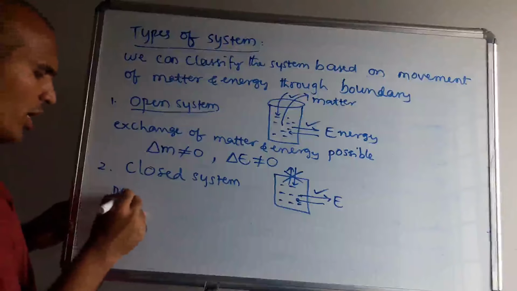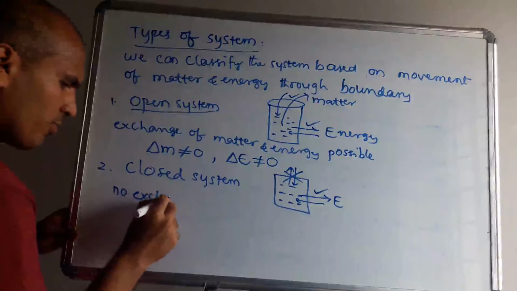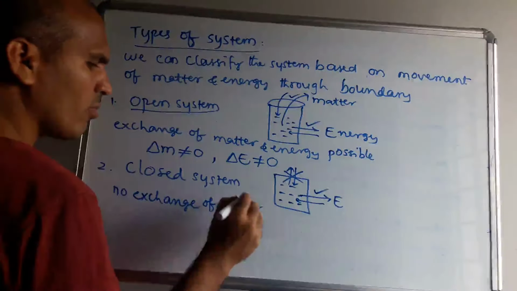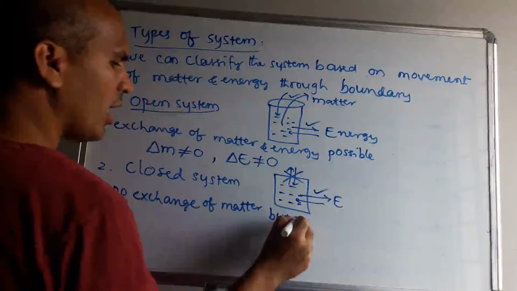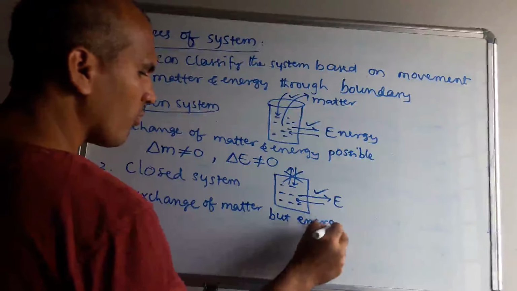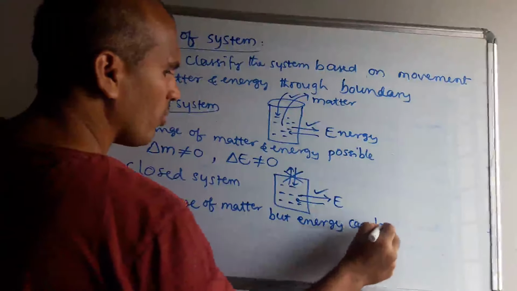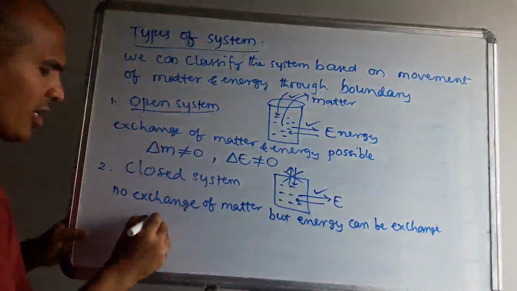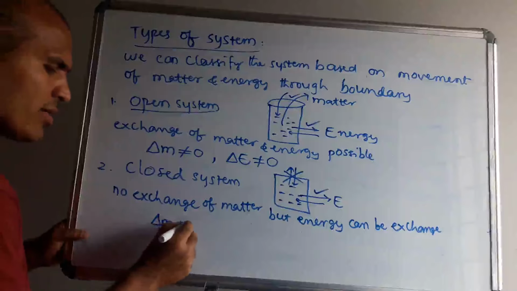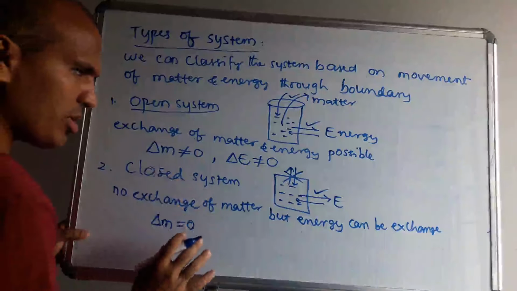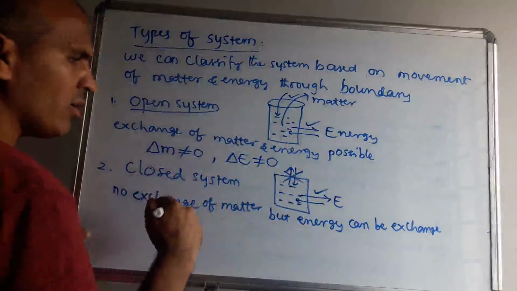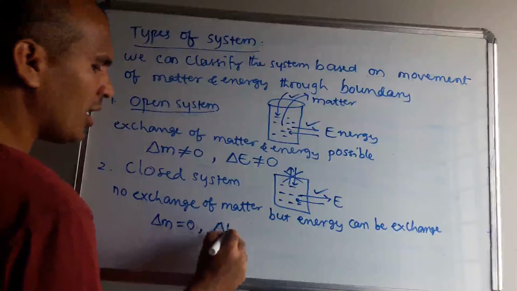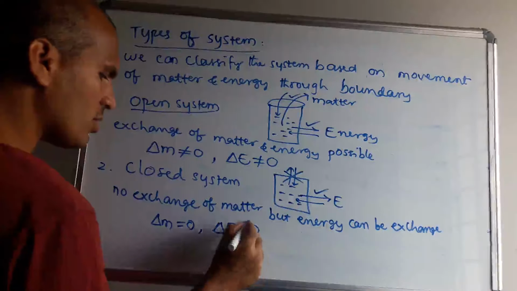So there is no exchange of matter, but energy can be exchanged. Therefore, delta M is constant. It means mass cannot change, because matter does not enter or leave. Here, delta E is not constant.